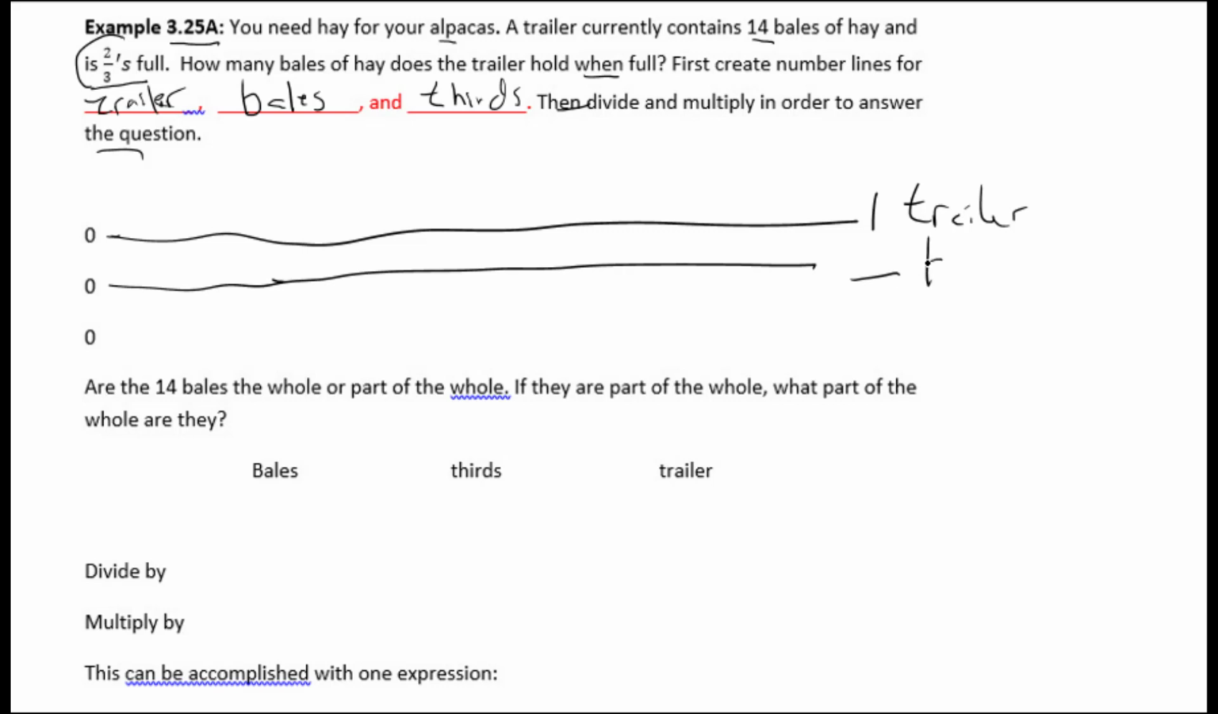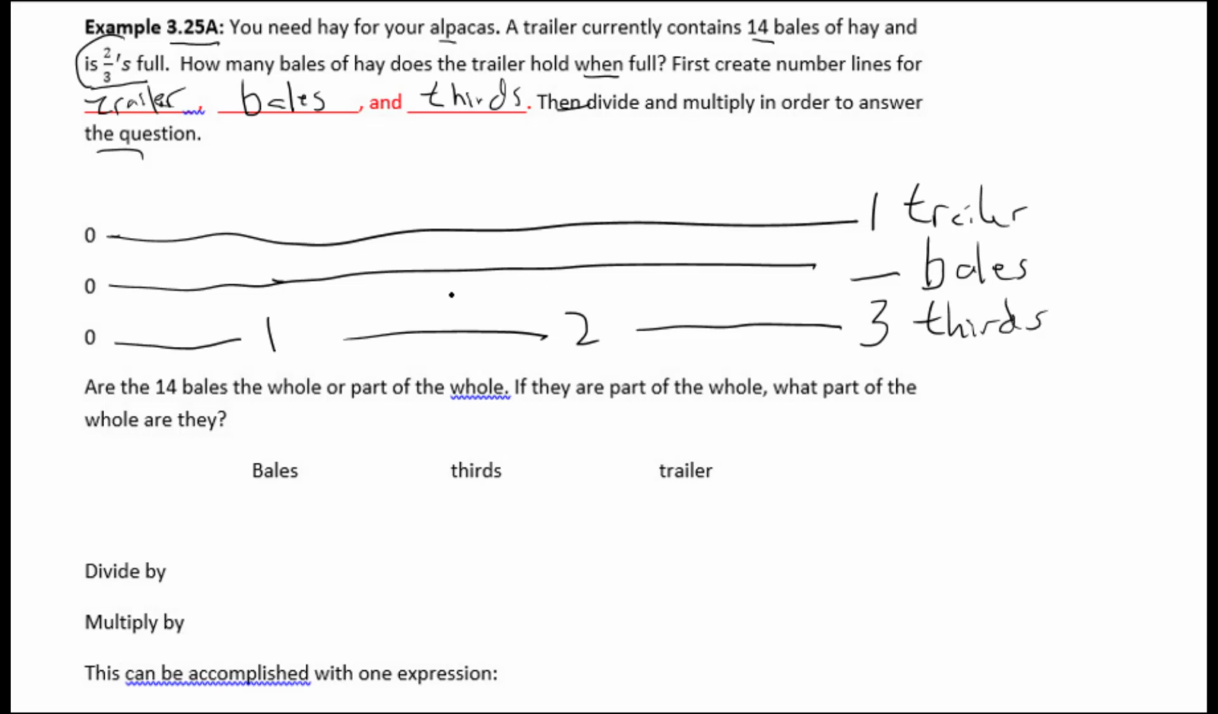I don't know how many bales of hay is contained in one trailer. And here is thirds. So I got 1/3, 2/3, and 3/3. The only other bit of information I have is right here: 2/3 is 14 bales. And I'm trying to find out how many bales in the entire trailer. So this would be 1/3 of the trailer, 2/3 of the trailer, and finally the whole trailer.